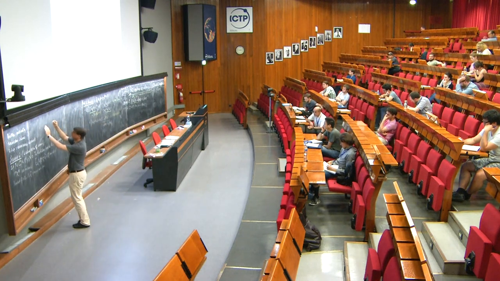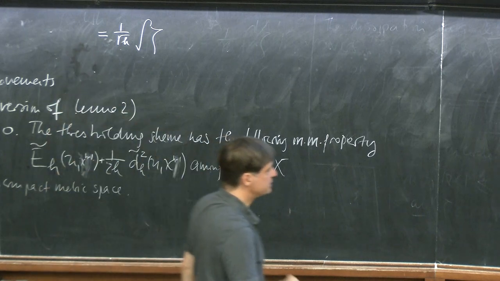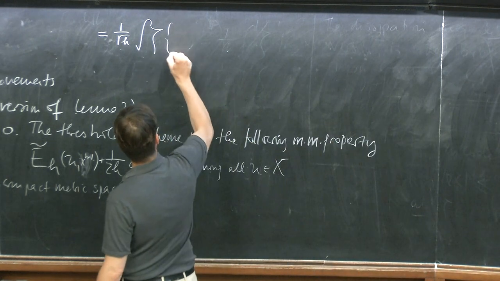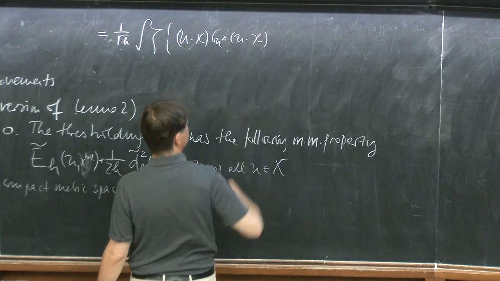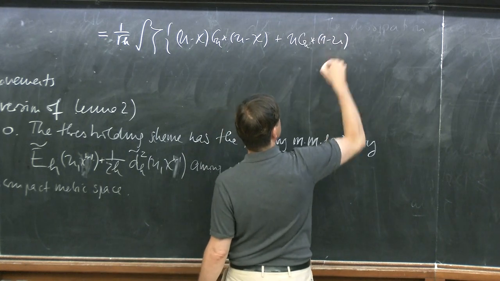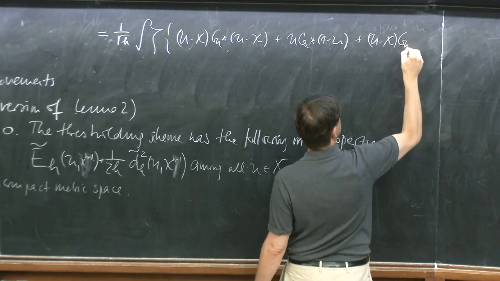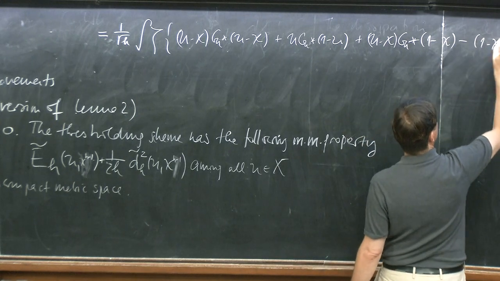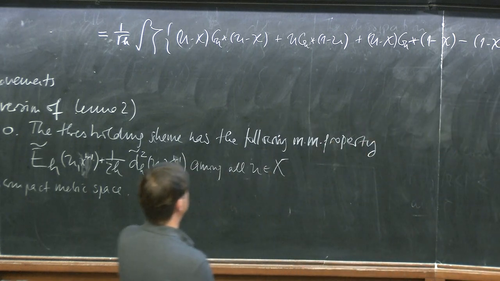So what are we left with? We have this 1 over square root of h in front of everything. We have sigma now multiplying all remaining terms, and the remaining terms are u minus chi gh u minus chi. That comes from the metric term. And then we have three terms from the energy: u gh 1 minus u, plus u minus chi gh 1 minus chi, minus 1 minus chi gh u minus chi, and then this bracket closes.